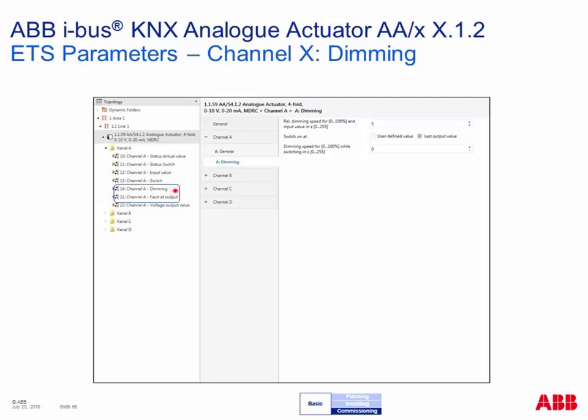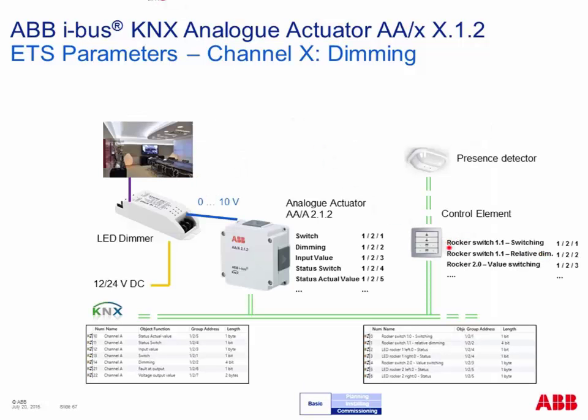And you can see we get two additional communication objects. One is the dimming, and one is the switching, to link the group addresses sent by our switch sensor or control element. We have here one rocker. Rocker 1 is used for switching and for dimming, so we link the group address for switching to the object switching, and for dimming and for sending a value, we link it, for example, to rocker number 2. And then we link the group address also here in our analog actuator for switching to the communication object switching, and for dimming and value to the dimming and value object. The same principle as you know it from a standard KNX dim actuator.